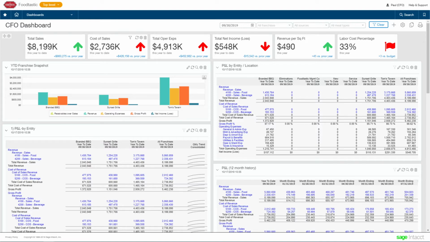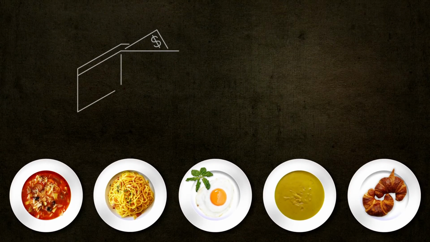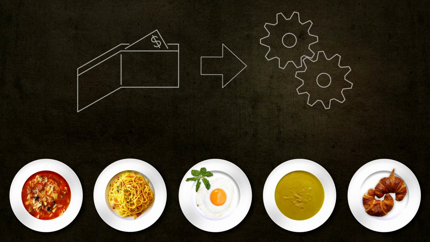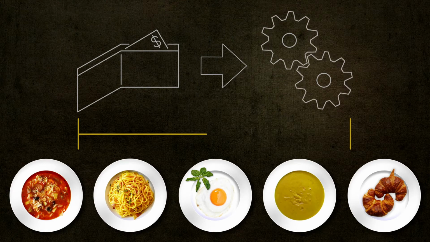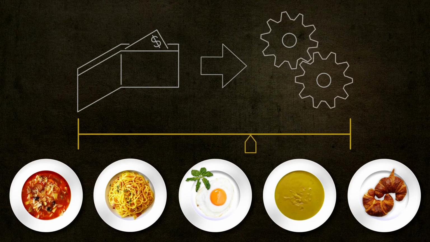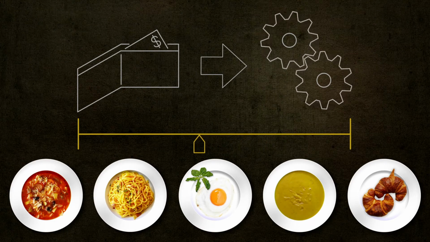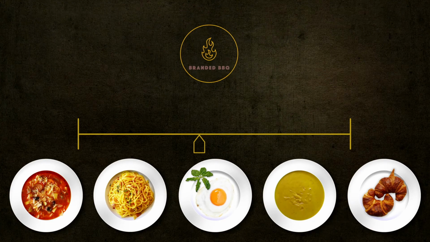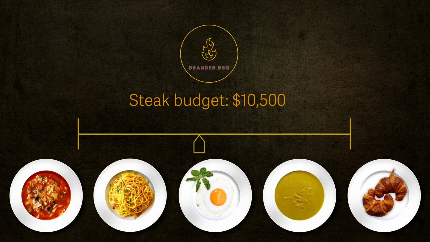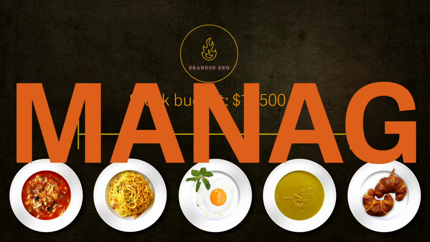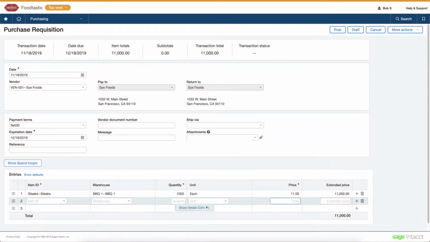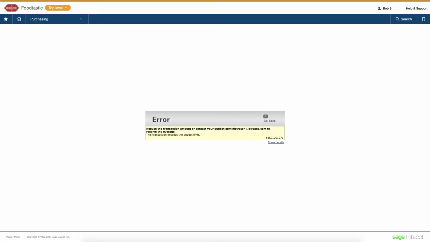Accounts payable in Sage Intacct lets you configure automated processes to eliminate hundreds of hours of manual workflows. Plus, setting spending limits helps you ensure your cost of goods sold stays within budget. Branded Barbecue has a monthly budget for steaks of $10,500. With spend management configured to stop an order if a purchase would throw the expense over budget, the manager placing an order of steaks for $11,000 would get a message alerting them that they can't place the order.